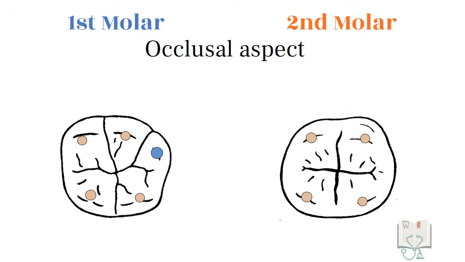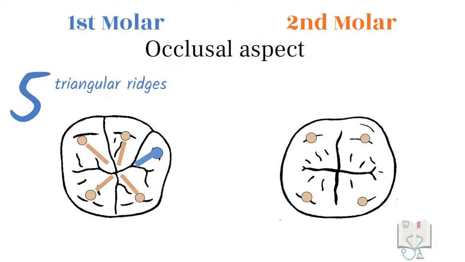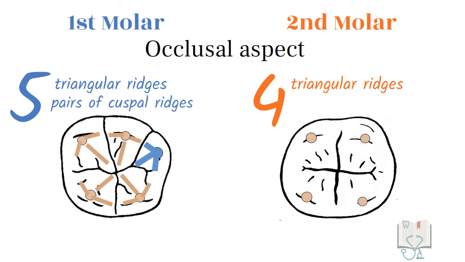The change in number of cusps also changes the number of ridges. First molar has 5 triangular ridges and 5 pairs of cuspal ridges, whereas second molar has 4 triangular ridges and 4 pairs of cuspal ridges.